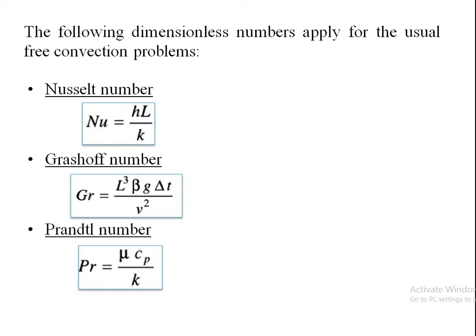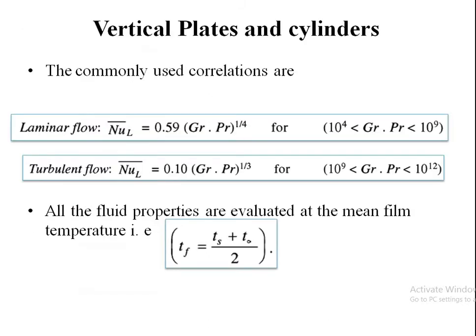If the Prandtl number is greater than 1, then we can say that the momentum diffusion will take more time than the heat diffusion. If the Prandtl number is less than 1, then we can say that momentum diffusion is faster than the heat diffusion.